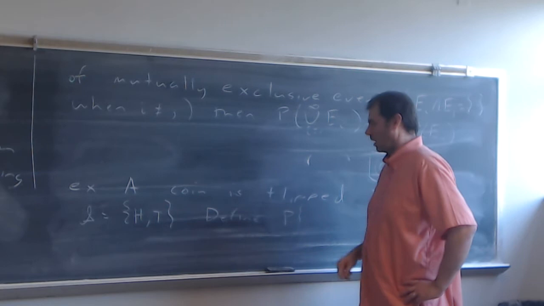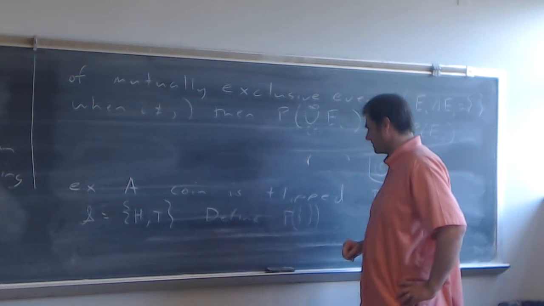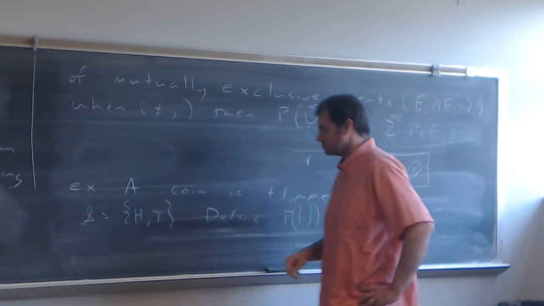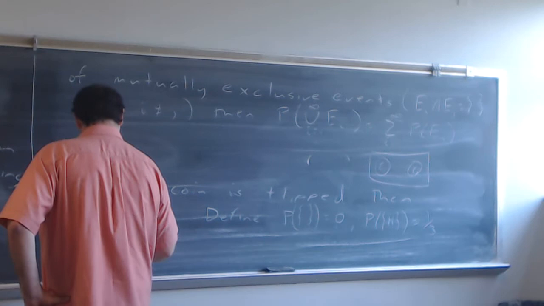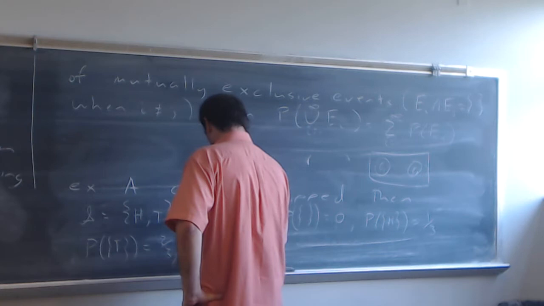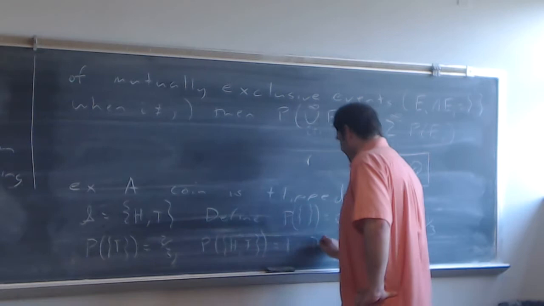Well, one of the subsets of the sample space is the empty set. And the probability of the empty set, we're going to define to be zero. Then P of just the set that contains H, let's define it to be 1/3. P of the set containing T, let's define it to be 2/3. And then, finally, let's define P of the set containing both H and T to be equal to 1. Then, P is a probability.